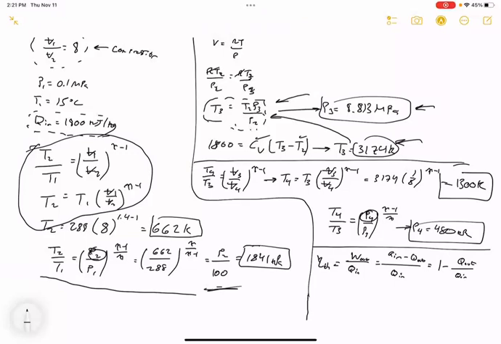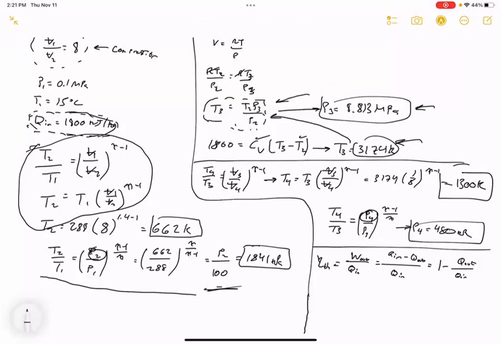Now let's actually find out what that means in terms of this specific problem. So Q in was a given, right? It's this guy over here. This is our Q in. It's telling us that we're putting in 1,800 kilojoules per kilogram of heat into the system, right? Now, Q out is what happens between steps 4 and 1. It's what happens in the condenser. It's where we're rejecting heat.